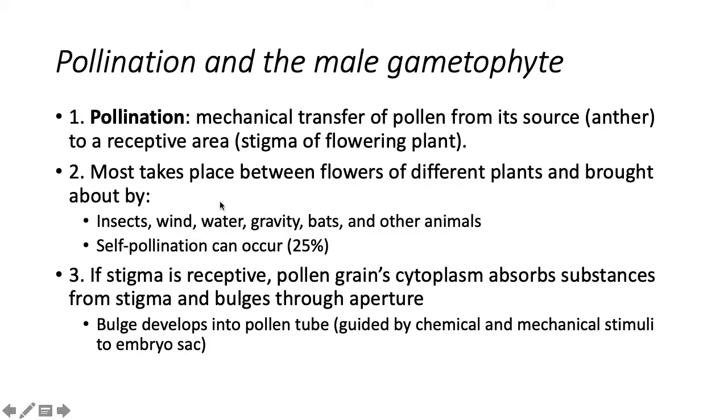We also have pollinators, with the aid of insects, bats, and other animals that can do this. Water can help pollinate, as well as wind. Self-pollination can occur, and they think it does roughly 25% of the time. But if the stigma is receptive, because it's not always, then the pollen grain is going to bulge at the aperture. And the aperture is just this kind of pore where the pollen tube is going to come out.